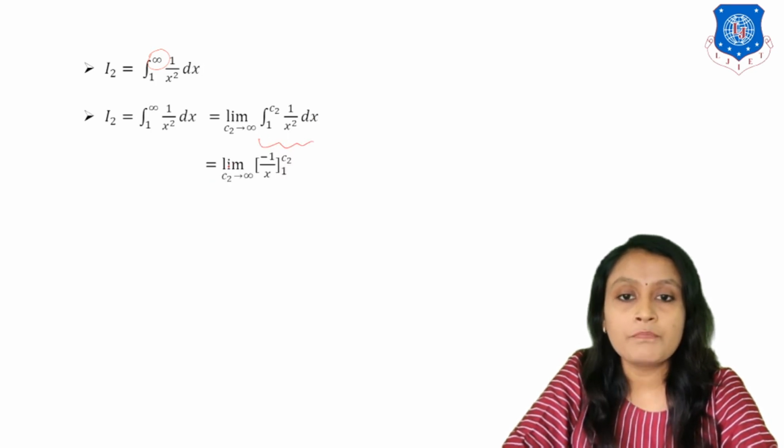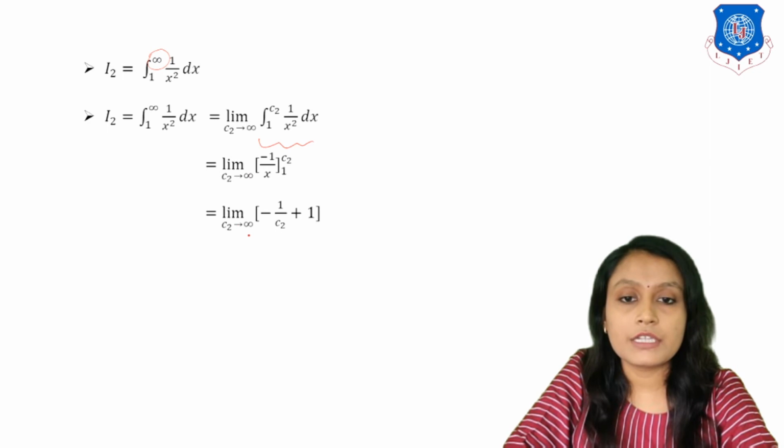So what will you get? Limit c2 tends to infinite, integration of 1 upon x square is what? Minus 1 upon x, and the limits are 1 to c2. Okay. Now first substitute the limit. So what will we get? Limit c2 tends to infinite, minus 1 upon c2 and minus minus, so plus. In place of x, substitute 1, so you will get here 1.